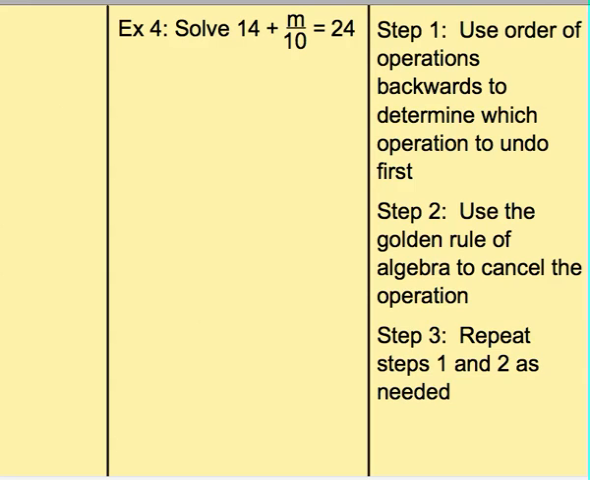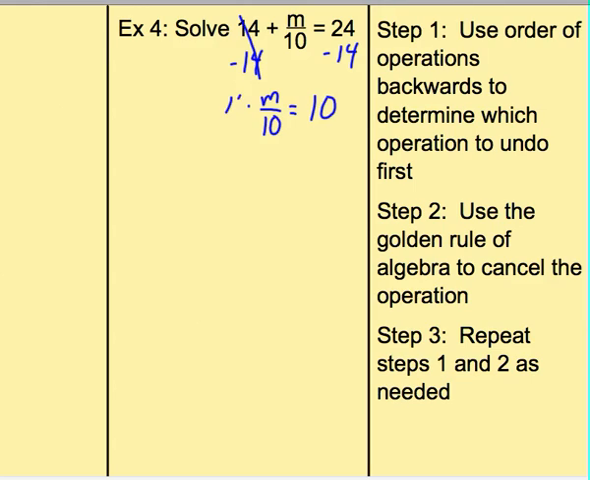So I'm going to cancel the 14 on the left-hand side. I'm not even going to think about performing an operation on the side with the variable. I just use it to cancel. So this is my golden rule of algebra. 24 minus 14 gives me 10. Repeating, I have m divided by 10.